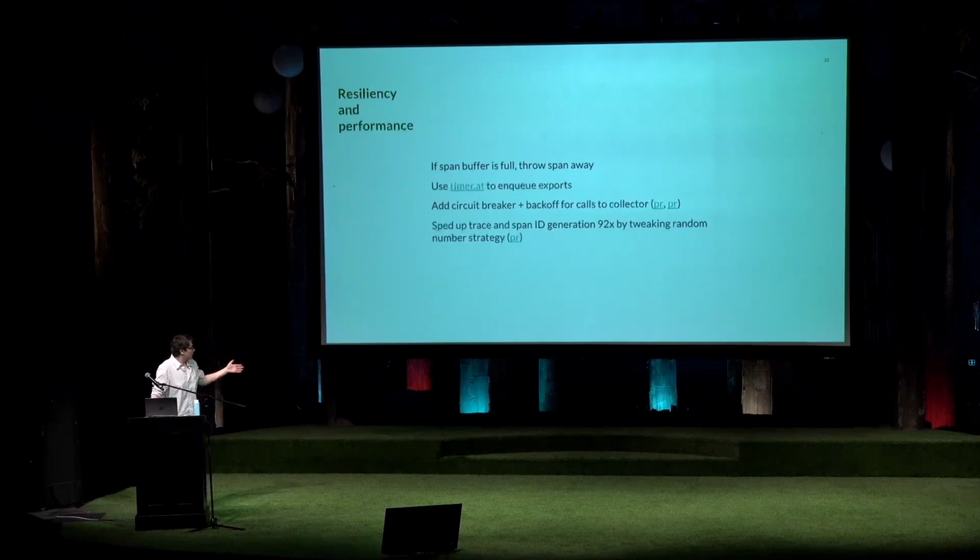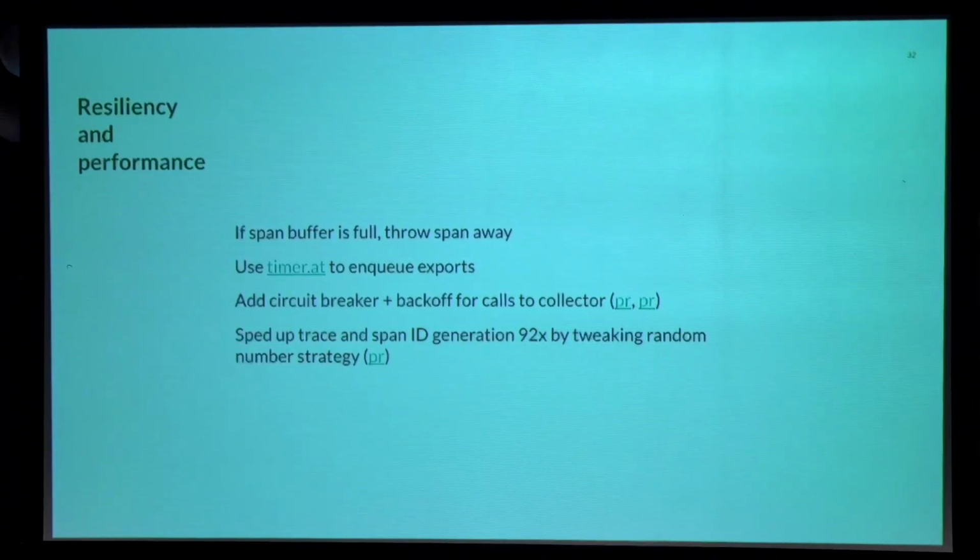We ended up speeding up trace and span ID generation by 92x by tweaking the way that we generated random numbers in OpenTelemetry Lua, which is the single greatest improvement that I have ever made to performance. On a multiplicative basis, I would say in total 0.001 milliseconds saved, but 92x, not bad.